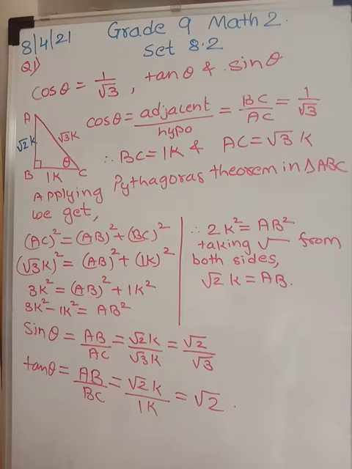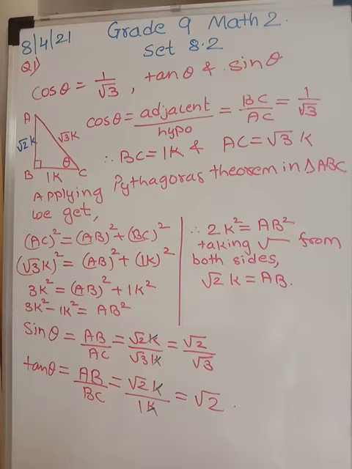Now let us find sine theta. Sine is opposite side upon hypotenuse. So root 2K upon root 3K. So K cancels and we get root 2 by root 3. Now tan theta. Tan is opposite side upon adjacent side. So you have root 2K upon 1K. Again K cancels, we are left with root 2. Is this clear? You should be doing it on your own and then cross check with the video, because we have done such type of problems many times.